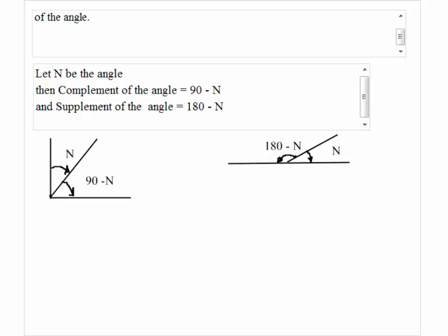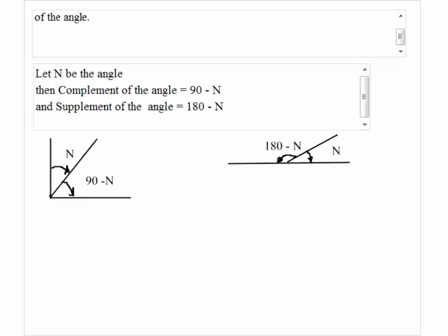The complement of an angle is 1/3 of its supplement. Find the measure of the angle. Well, let n be the angle that we're looking for. The complement of the angle then would be 90 minus n.